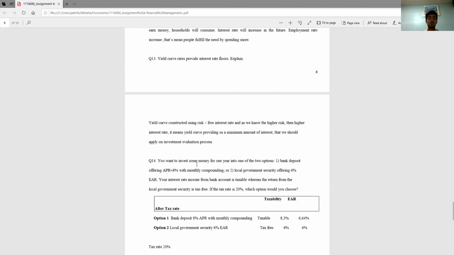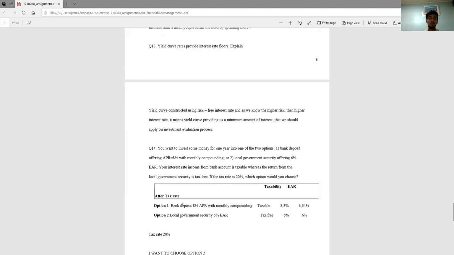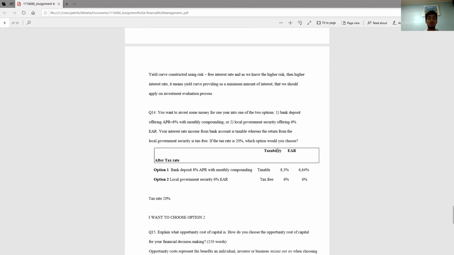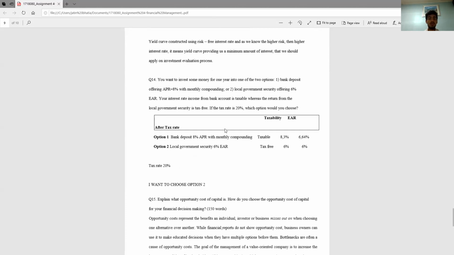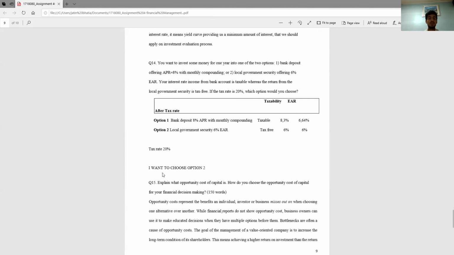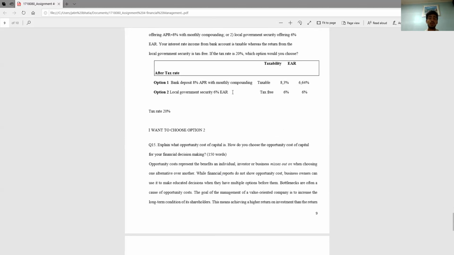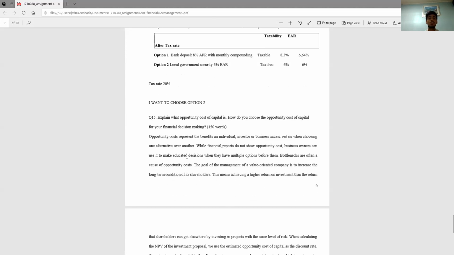Question number 14: you want to invest and save money for 1 year, option 1 or option 2. Choose, if the tax rate is 20%, which option would you choose? Option 1 is a bank at 8% taxable, then EAR is 6.64%. I would choose option 2 because it is better than option 1.